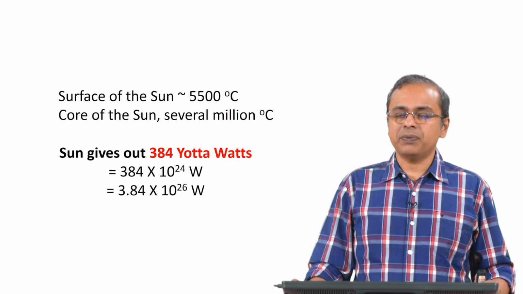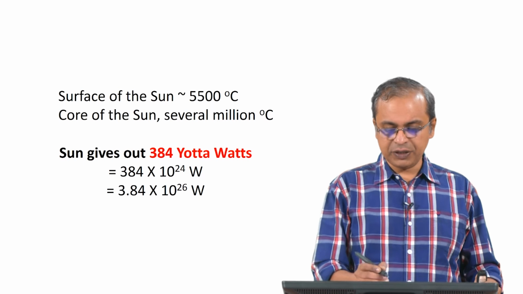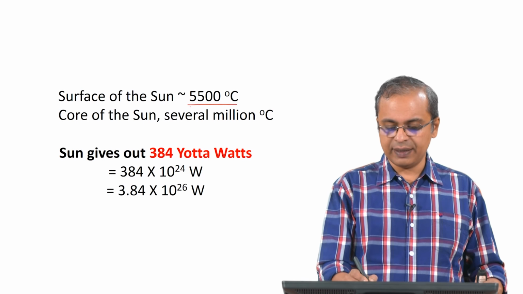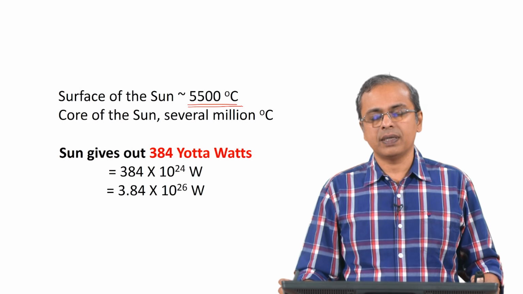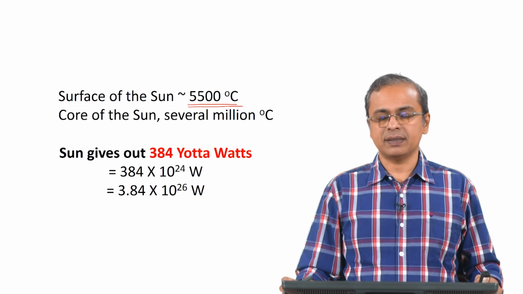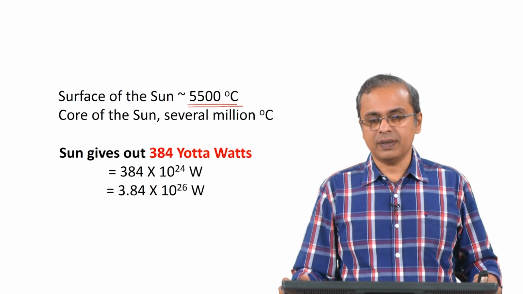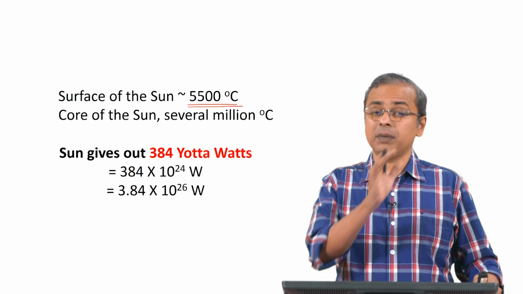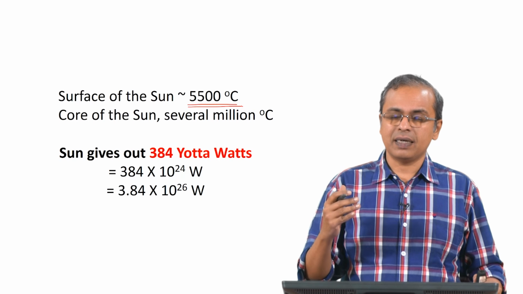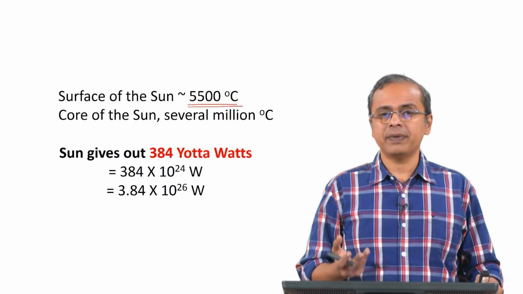Okay, so let us start with the sun. The surface of the sun is about 5500 degrees centigrade, so just under 6000 degrees centigrade. That temperature is not terribly high, in the sense that we do experiments in the lab.